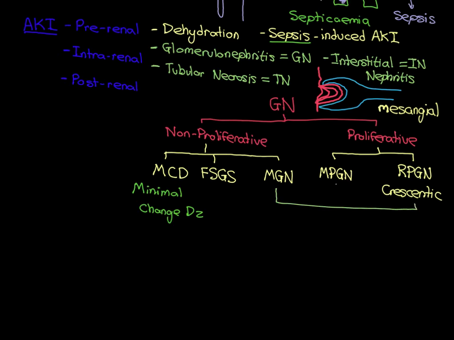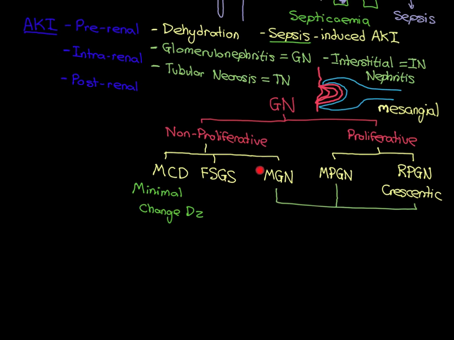So these 3 forms of glomerulonephritis are all going to be grouped together because the causes of them are all the same. The diseases that can give rise to them are all the same. They're just different severities of the same diseases. So this one being the least severe, this one being the medium severity, and this one being the most severe inflammation.